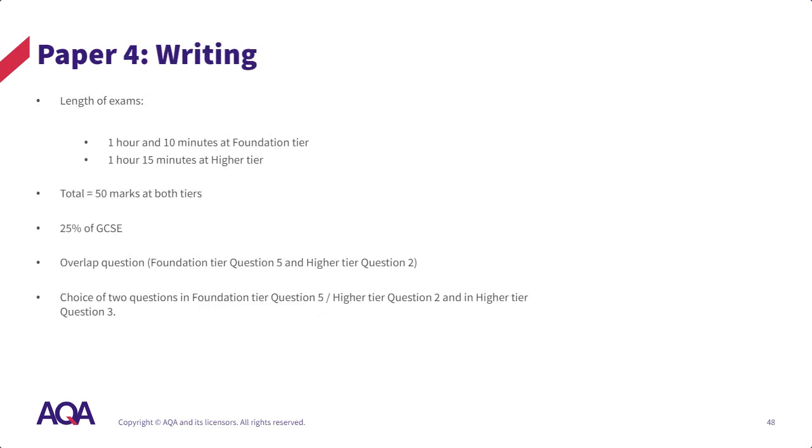We're now moving on to look at the writing paper, which is paper 4. So teachers told us that the format of our current writing paper was accessible to students of all levels of attainment, that it differentiated well between students of different abilities, and that students feel successful, so we've retained many aspects of our current writing paper where possible. The foundation tier exam duration has increased to 1 hour and 10 minutes, and the overlap question is now question 5 at foundation tier. There is a choice for students in the overlap question and in higher tier question 3, as there is in the current specification.